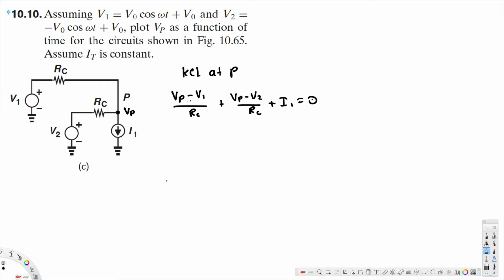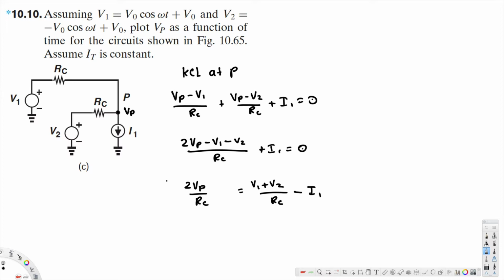Here our purpose is to find out Vp, because if you solve for Vp, that value is going to be constant in the Vp per time graph. Now here, since we have the same denominator, we can add them together, so this will become 2Vp minus V1 minus V2 divided by RC plus I1 is equal to 0. Here we want to separate Vp alone, so this will become 2Vp over RC, and if we bring this to the other side, this is going to become V1 plus V2 divided by RC, and if I bring this I1 to the other side, this is going to be minus I1.